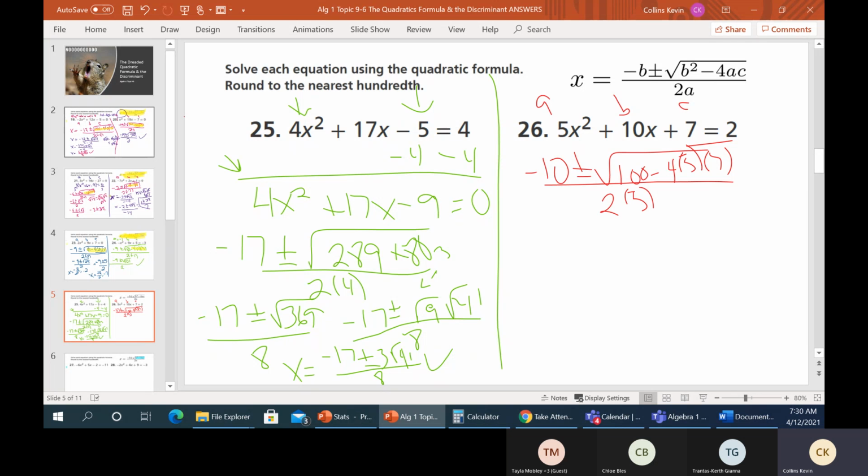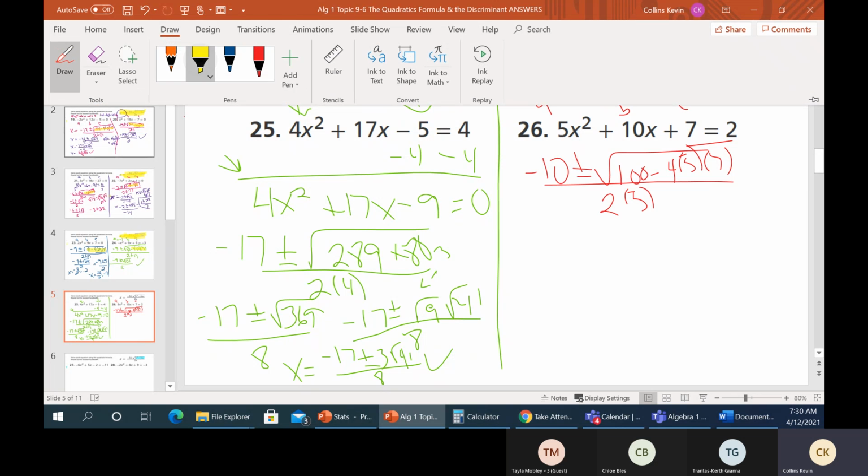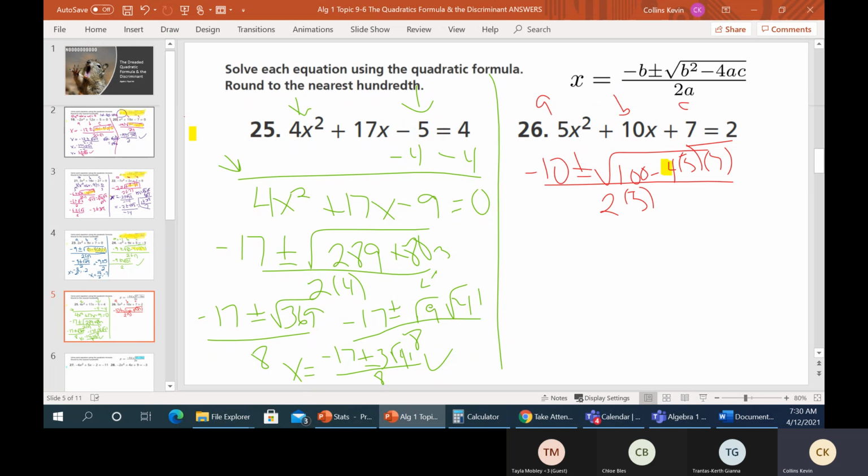Okay, so again, let's start with the stuff in the square root, particularly these 3 numbers. Let's multiply these 3 numbers together first.